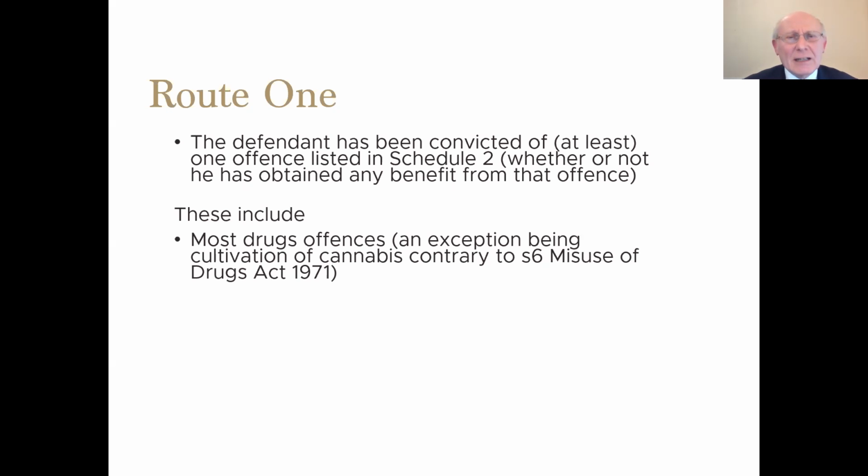The Schedule 2 offences include most drugs offences, one exception being the cultivation of cannabis, contrary to Section 6 of the Misuse of Drugs Act. The production of cannabis, contrary to Section 4, is a criminal lifestyle offence. So what you find in practice is that cultivation is not often charged, that the conduct is instead charged as production under Section 4, which is a criminal lifestyle offence. But if you come across a Section 6 conviction, then no criminal lifestyle from that, or at least no Schedule 2.